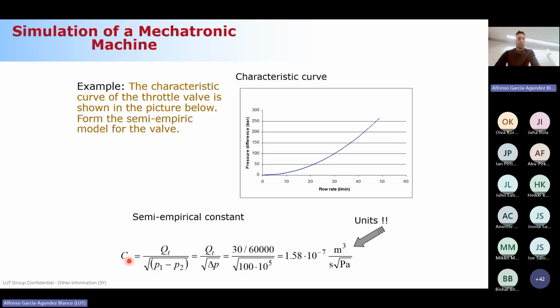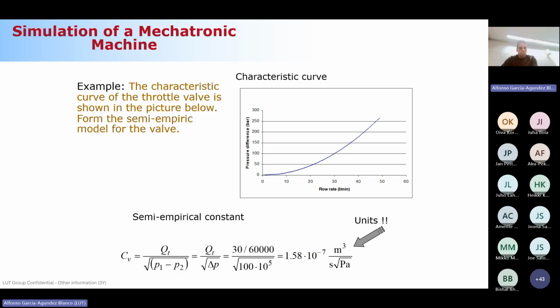So in many cases, the way to compute this numerical value is going to this characteristic curve. For example, if you want to compute the semi-empirical constant, I think we're going to do an exercise here. Basically, you can check the flow rate and the corresponding pressure difference, and you can compute the value of CV. Did you understand this? So you are plotting this delta P related with this QT, and for a given value of flow rate, you can see the corresponding delta P and get the CV. We are going to do an exercise now, okay, to clarify this.